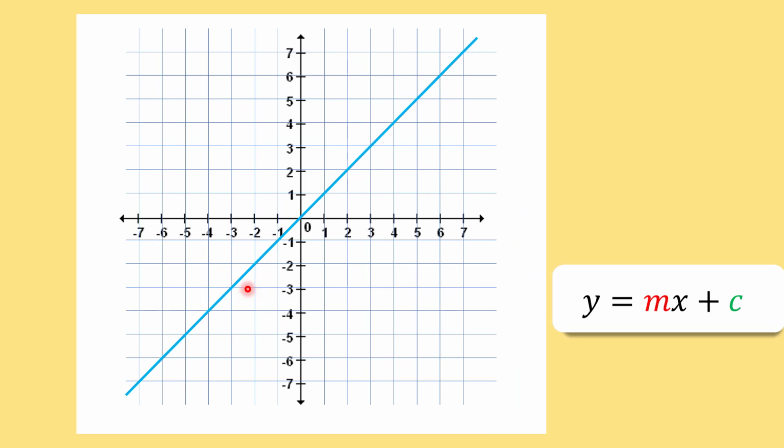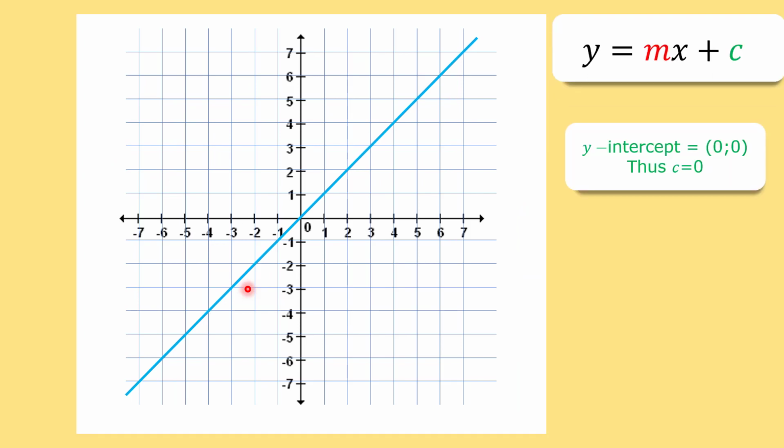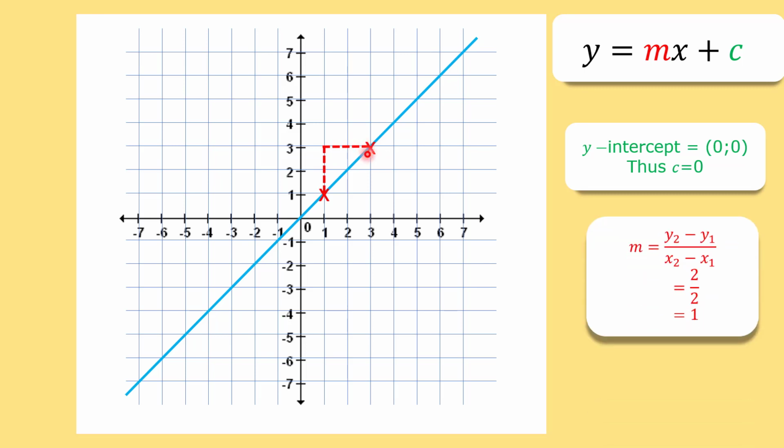Now the gradient is always the vertical change divided by the horizontal change. So we've got 2 points. We can start at any point, that does not matter, as long as we take the vertical change divided by the horizontal. If we move up, that's positive, and right, that's positive. So it's 2 units divided by 2 units, so the gradient is 1. Note the gradient is positive.